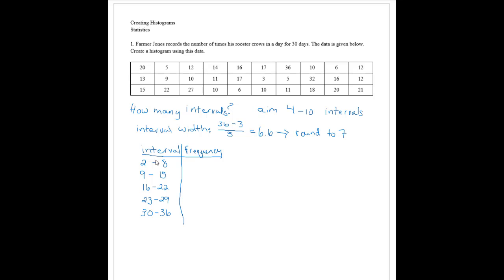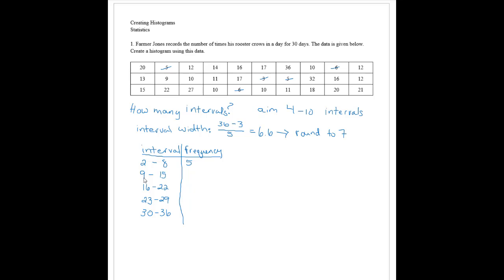Now we just need to go through and count how many numbers are between 2 and 8. And I cross them off as I go, and I count them. So 1, 2, 3, 4, 5.